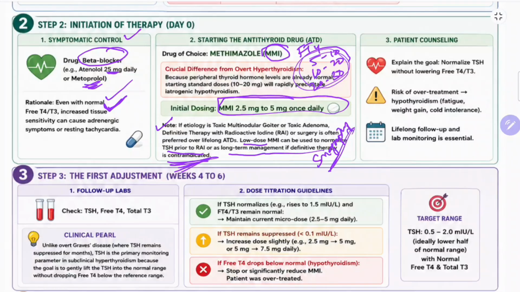So our goal is to normalize the TSH without lowering free T4 and T3. This is very important, as there is a risk of overtreatment. You should counsel the patient for symptoms of hypothyroidism particularly: fatigue, weight gain, cold intolerance, and lifelong follow-up and lab monitoring is essential.